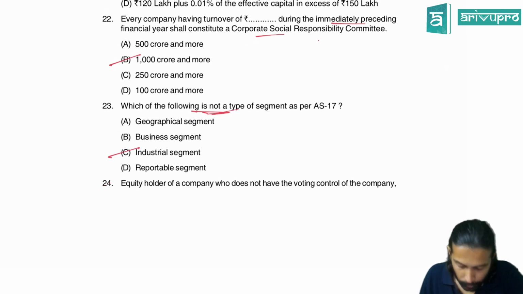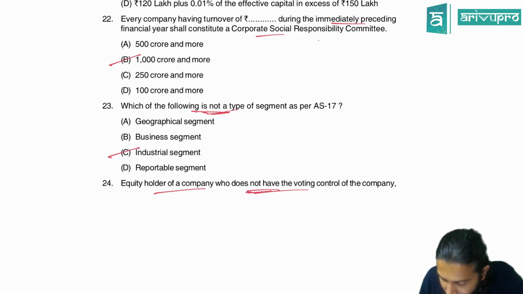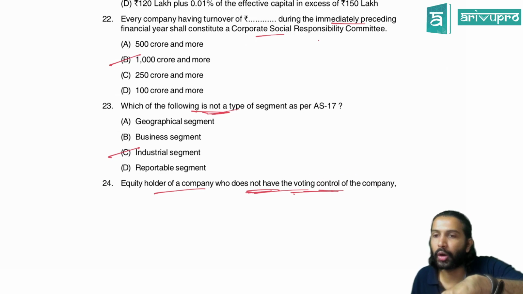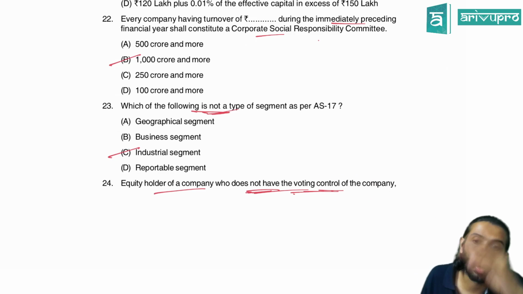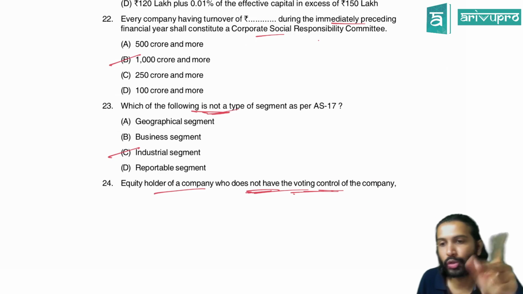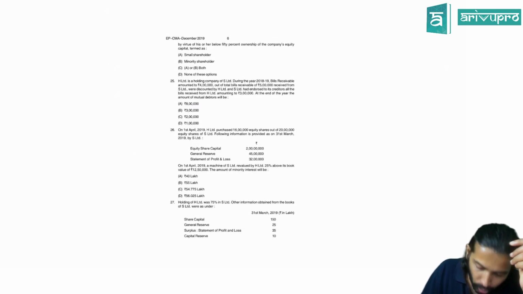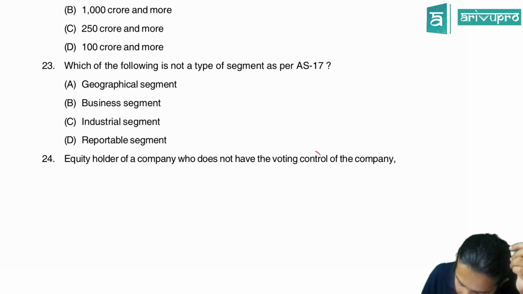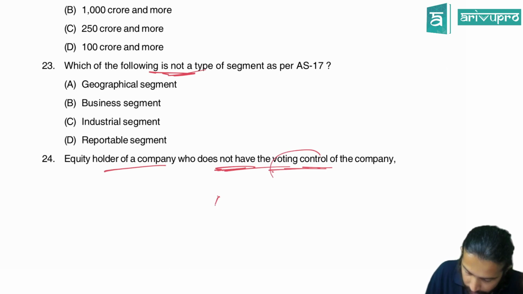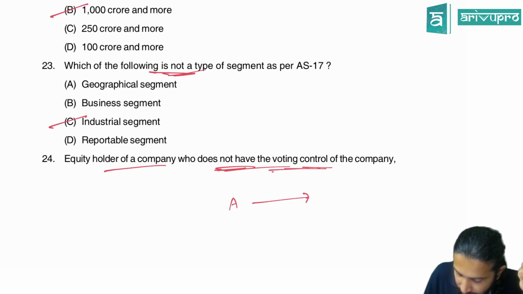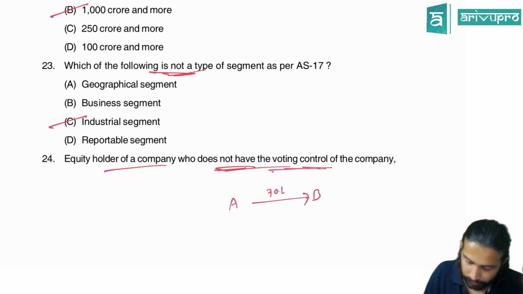Alright, next, thank you. Equity shareholder of the company who does not have voting control. Those shareholders who have control, we call it a holding company. Remember, those who don't have control, we call them minority interest, also known as non-controlling interest. That's what they're asking here: who does not have voting control. Meaning, if A Limited has 70% shares in B Limited, then A Limited has control over B. That means 70% of shares of B are held by A Limited.